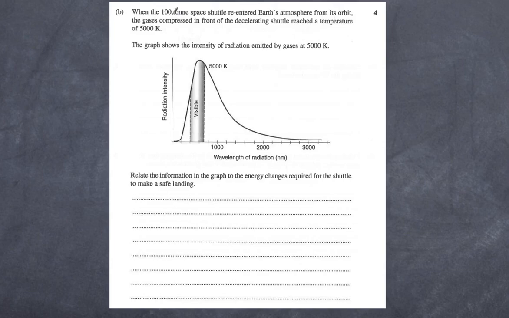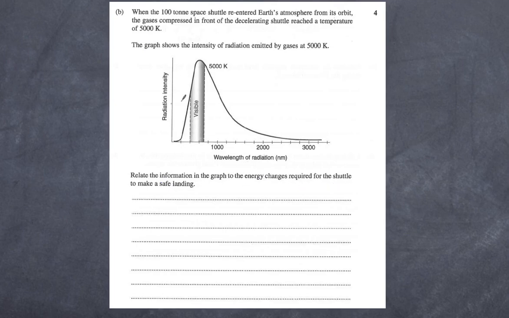Question part B. When a 100-ton space shuttle re-entered the Earth's atmosphere from its orbit, the gases compressed in front of the decelerating shuttle reached a temperature of 5,000 Kelvin. The graph shows the intensity of radiation emitted by gases at 5,000 Kelvin. Relate the information in this graph to the energy changes required for the shuttle to make a safe landing.